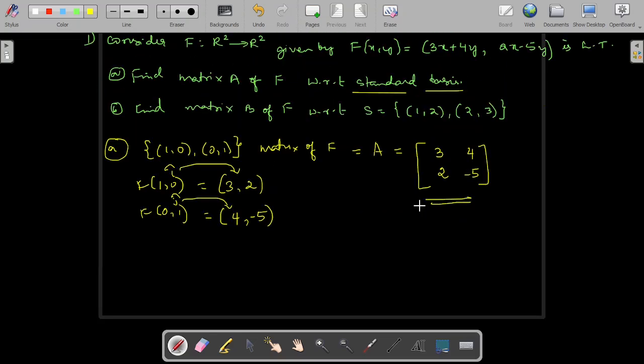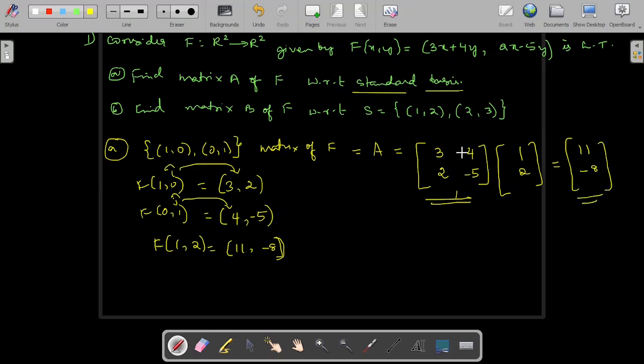So instead of the transformation, you can use this matrix of transformation to represent the given transformation. See, for example, if you want to check where (1, 2) goes after applying the transformation, put x equal to 1, y equal to 2: 3 plus 8, 11; 2 minus 10, minus 8. So instead of writing this transformation algebraically, I can multiply the vector (1, 2) by this matrix to the left. That also gives you 3 plus 8, 11, 2 minus 10, that is minus 8. So this is a representation of the given transformation using a matrix.